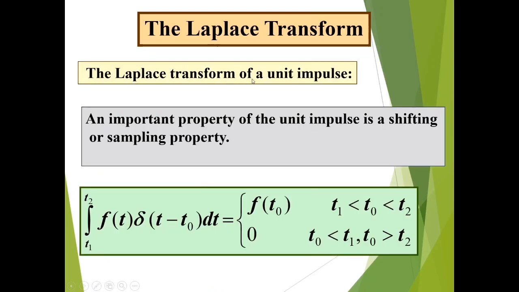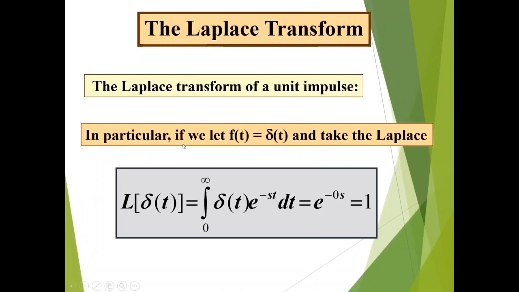Now, the Laplace transform of a unit impulse. An important property of the unit impulse is the shifting or sampling property. The formula is the integral from t1 to t2 of f of t delta of t minus t0 dt is equal to f of t0, where t1 is less than t0 less than t2, or it is 0 when t0 is less than t1 or t0 is greater than t2.